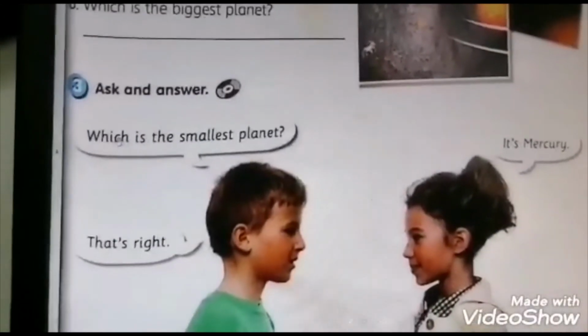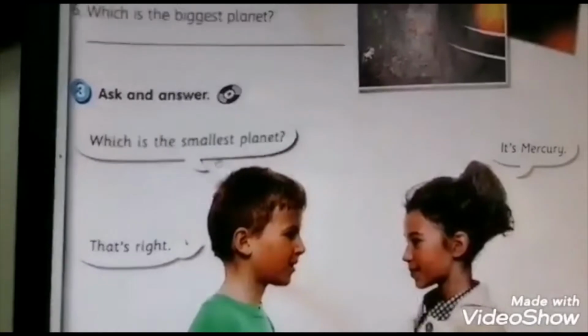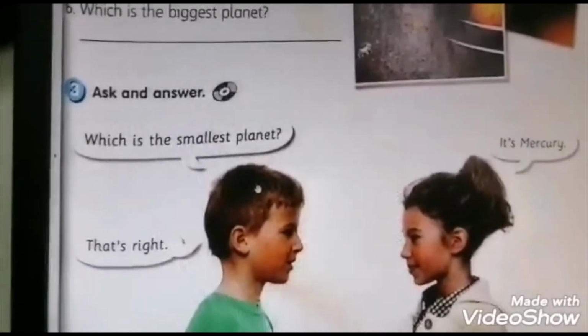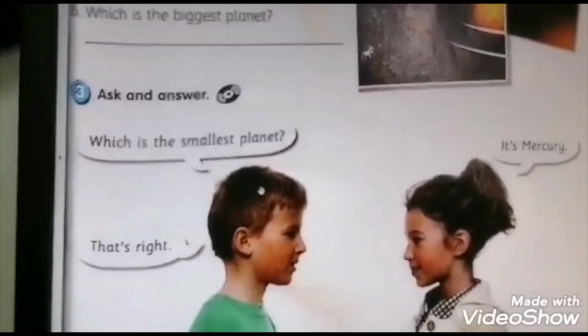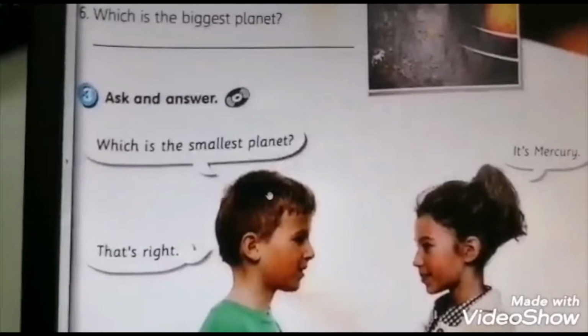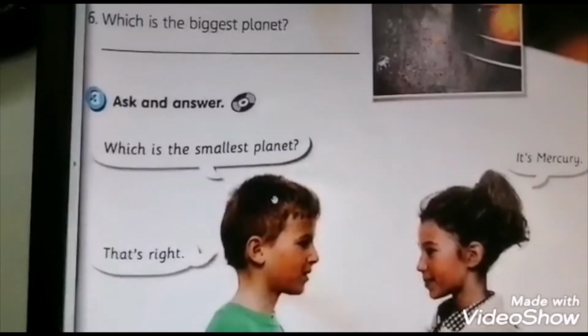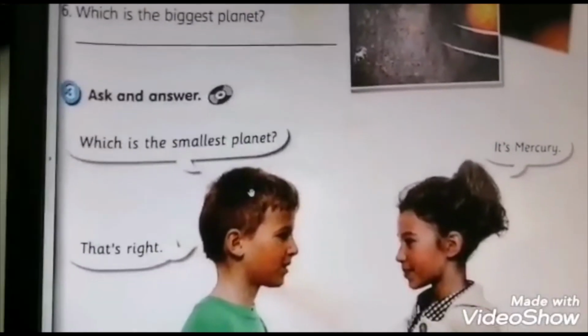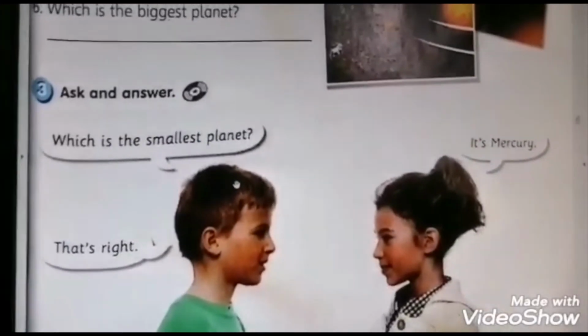Activity 3, ask and answer. Which is the smallest planet? So look at the picture. What do you see Lucy and Tony doing? Yes, they are playing a guessing game. They are asking and answering questions about the planets. So you can play this game at home.